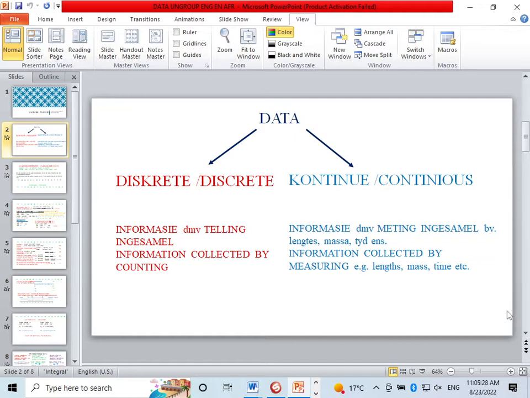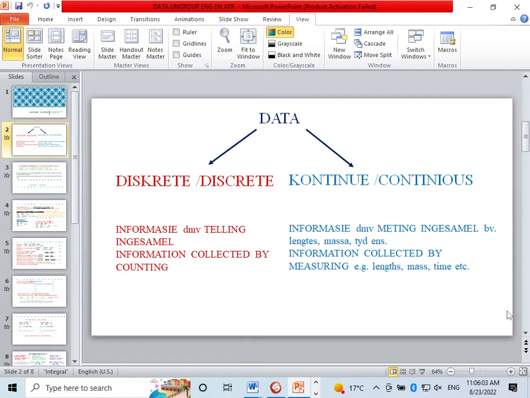Now, discrete data is the one, and continuous data is the other one. Discrete data is information collected by counting. That is a very nice way of explaining discrete data. If I count the number of people here that performed in a certain place, I cannot get a number in between. It cannot be 3.5 people or something like that. It's specific numbers like that.